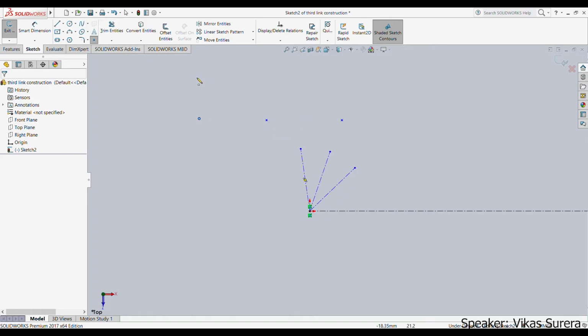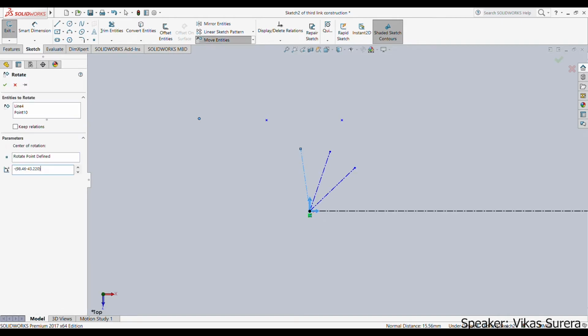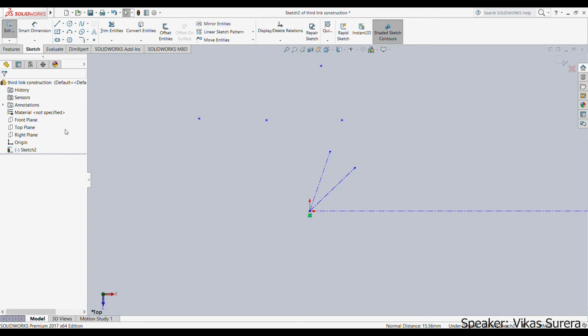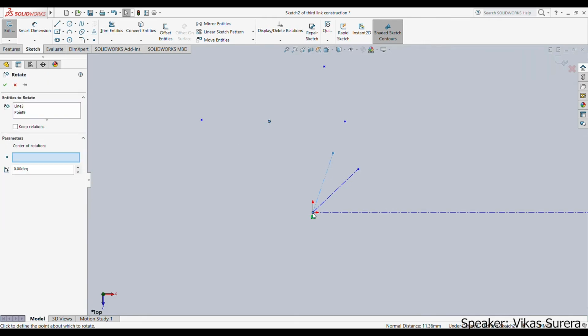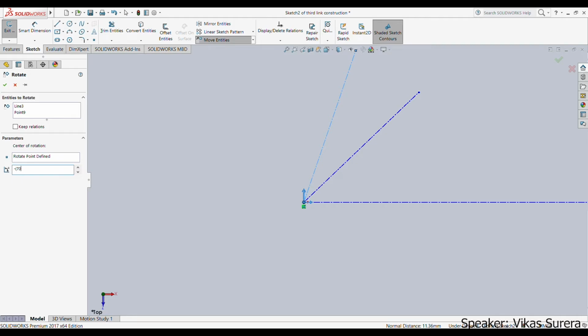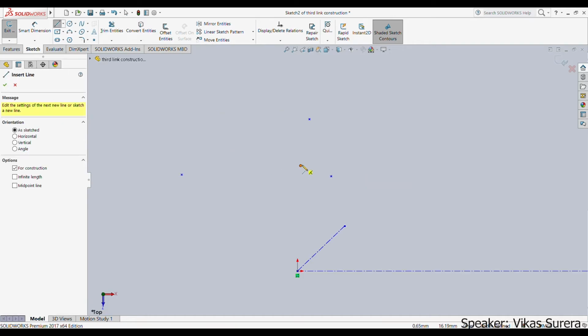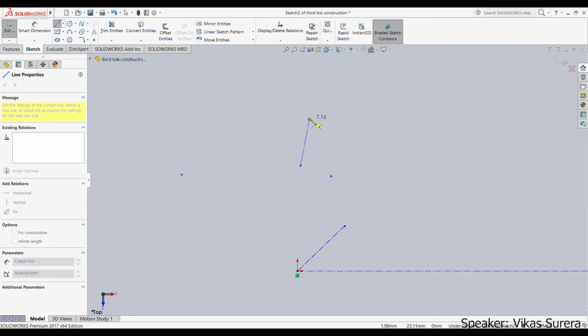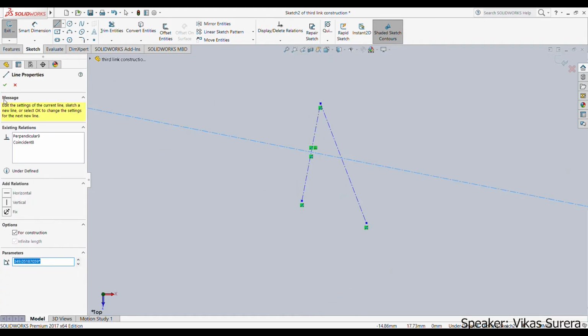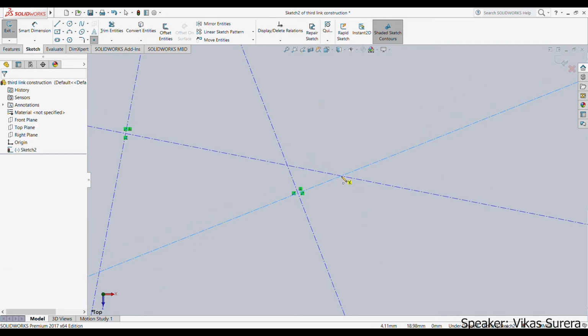Here are the 3 points with those 3 angles. First we will rotate the third point to the first angle, and then we will rotate the second point to the first angle, and now we will join those 3 points by line segments, drawing a perpendicular to each of these line segments. The intersection point is the required point for the support link.